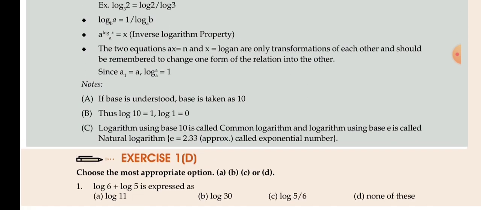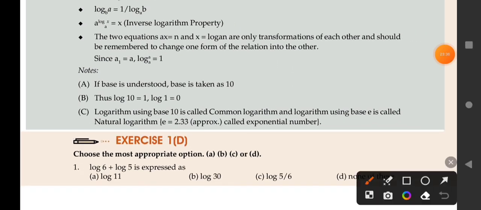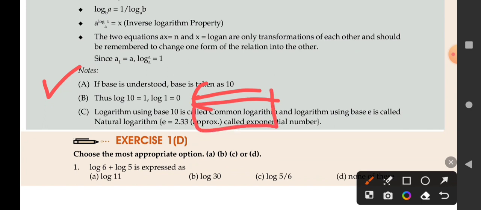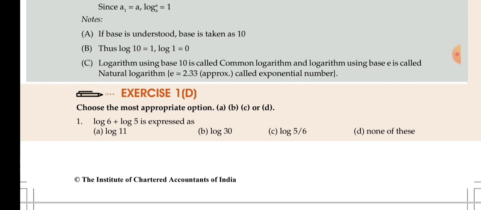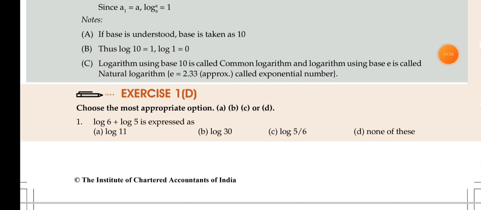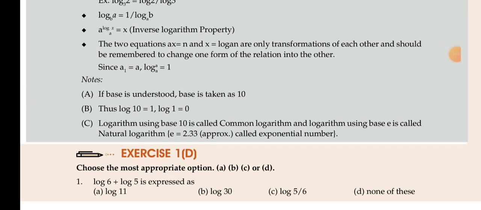So this is the summary. This last point, if base is not mentioned, base is taken as 10. Thus log 10 will be equal to 1 and log 1 is equal to 0. So log using base 10 is called common log, and log using base e is called natural log. E is equal to 2.33 approx, called exponential number. Here we complete our revision for unit 4. Thank you.